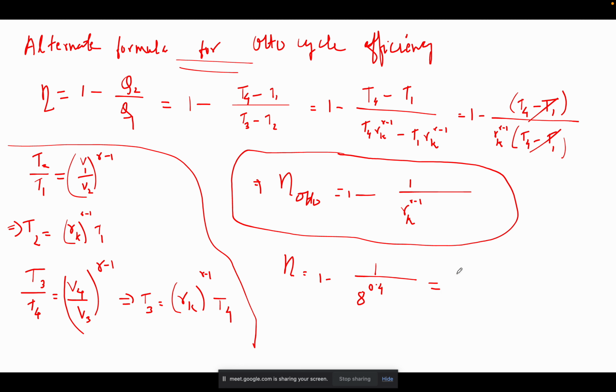Yes, you will get approximately 0.56. So that means in either way you can calculate the efficiency for the Otto cycle.